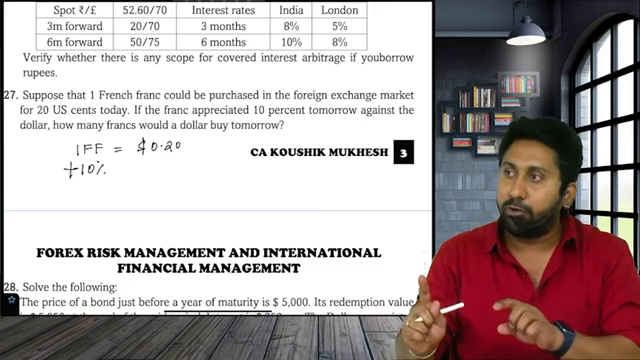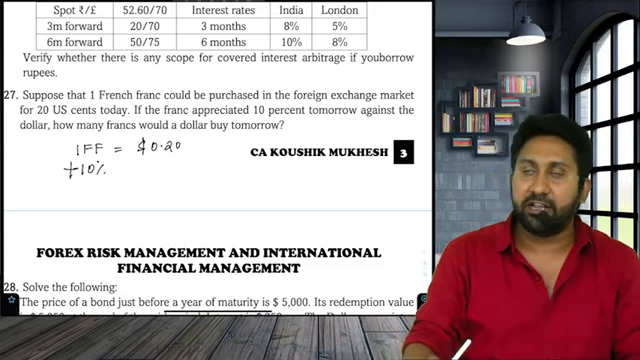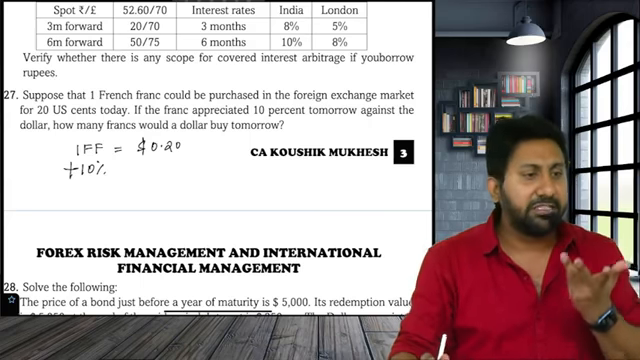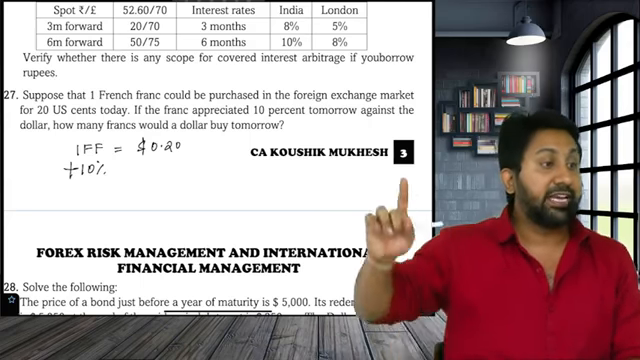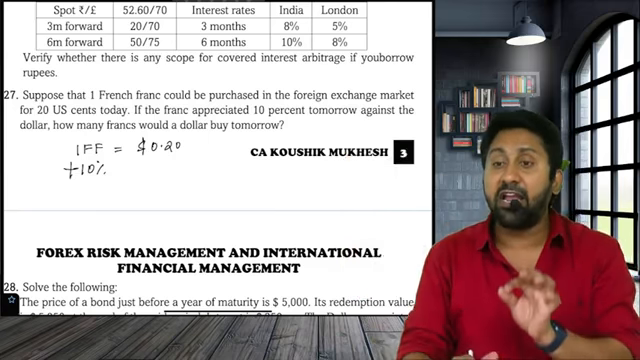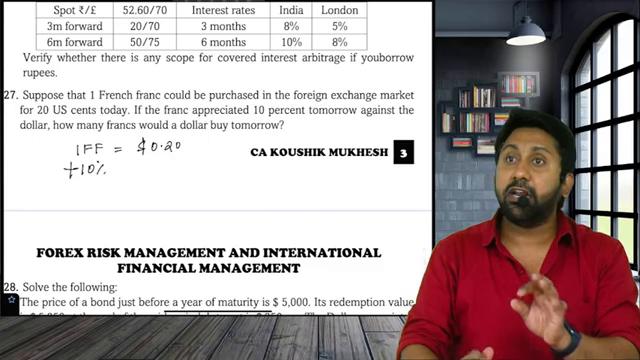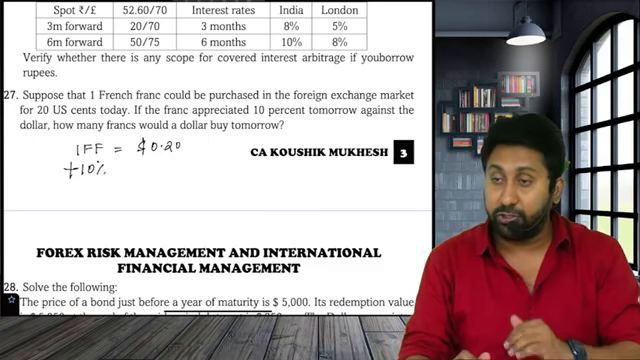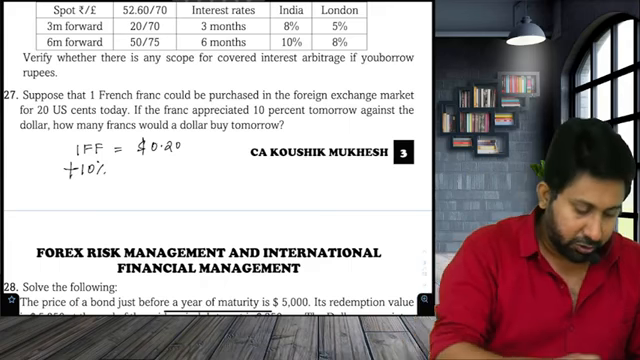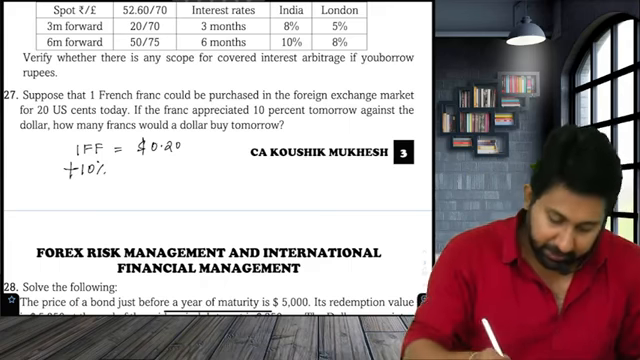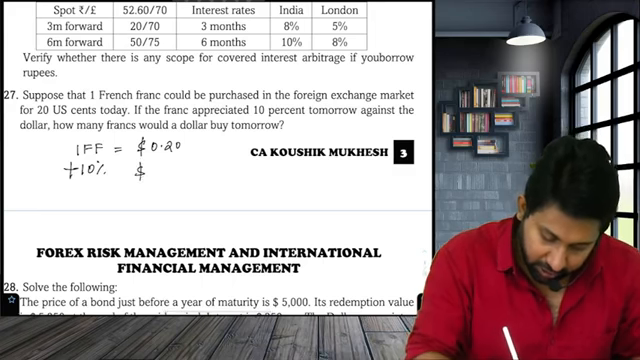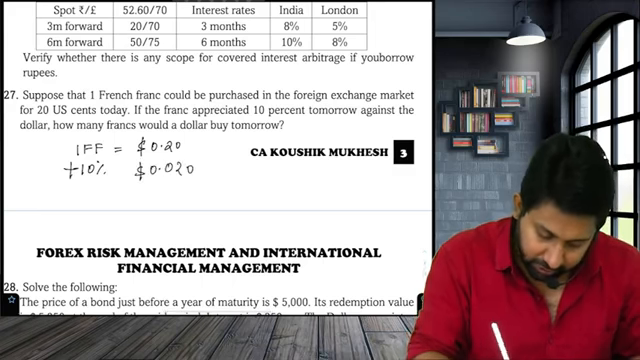If $0.2 can fetch 1.1 French franc, then the franc has lost its value. He is telling franc appreciated. Whenever I say franc appreciated, immediately you should not add to the franc, you should add to the opposite currency. So 10%: 0.2 into 10%, dollar 0.02.